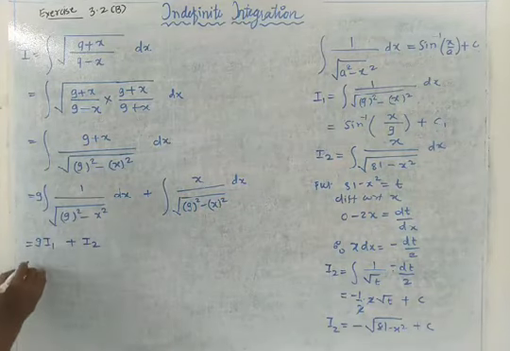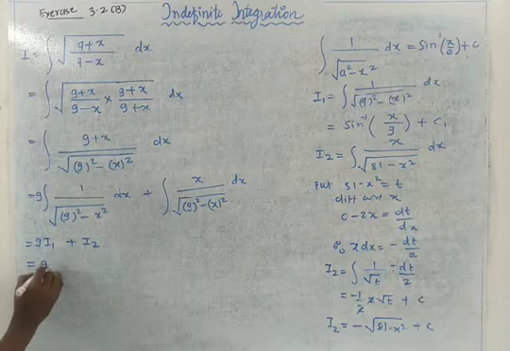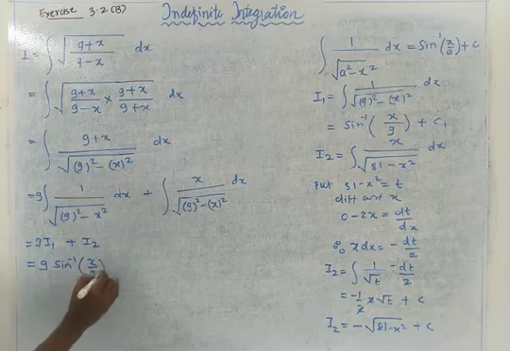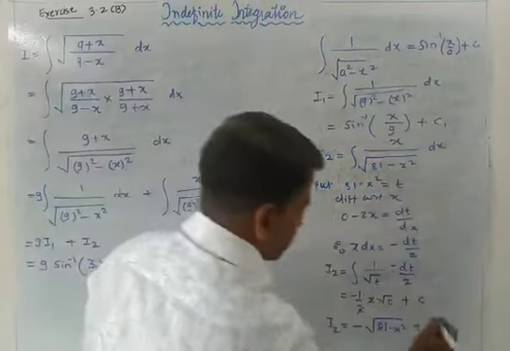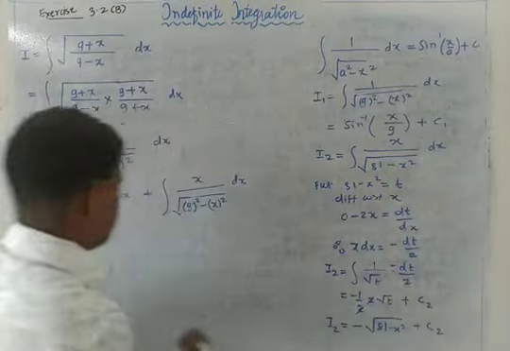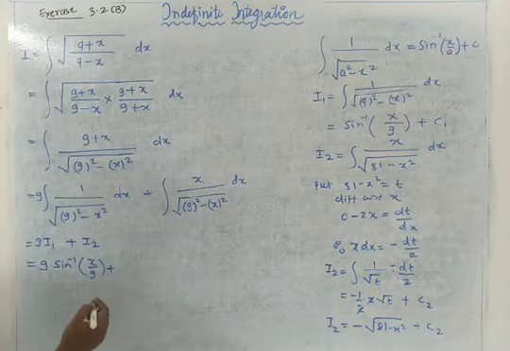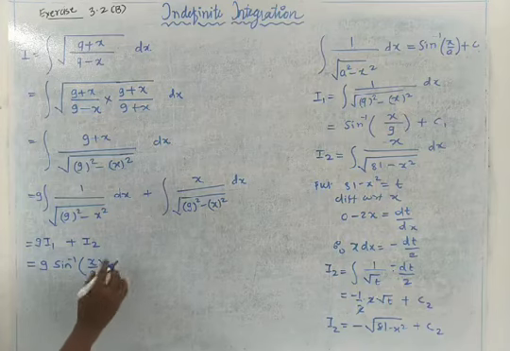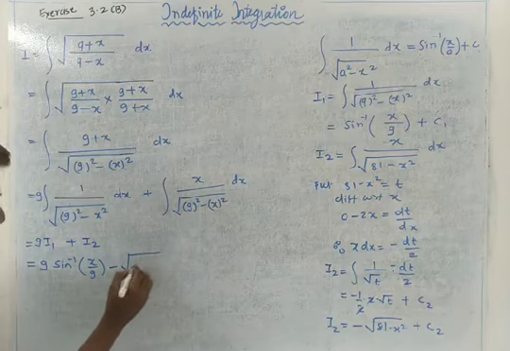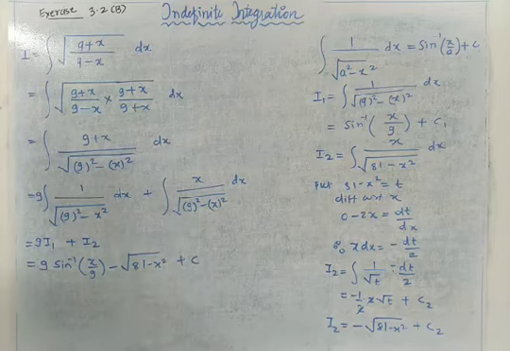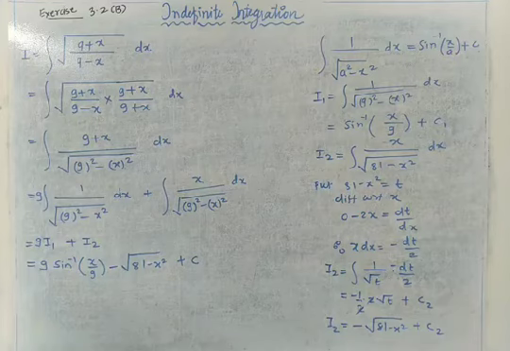Now substitute the values of I1 and I2 in the equation of I. We will get 9 times sine inverse x by 9. Here we assume C1 and C2, okay, plus C1 plus C2 we assume as C at the last place. Minus the value for I2, which is minus under root 81 minus x square plus c. Get that? So please check the solution for this example.